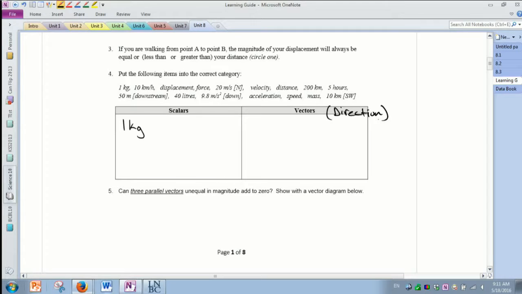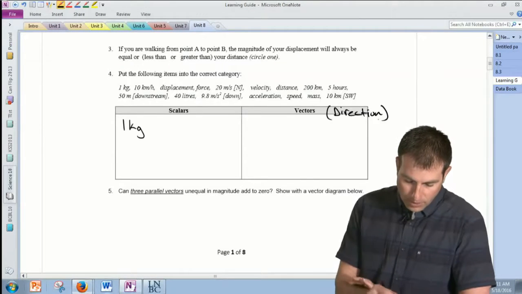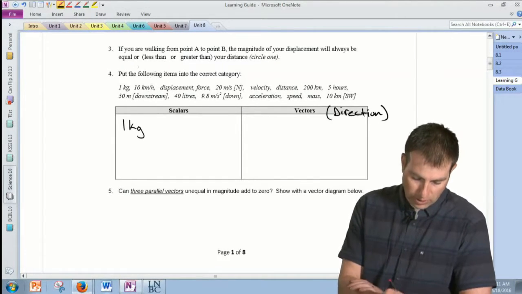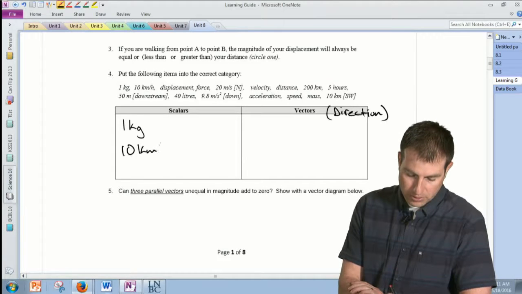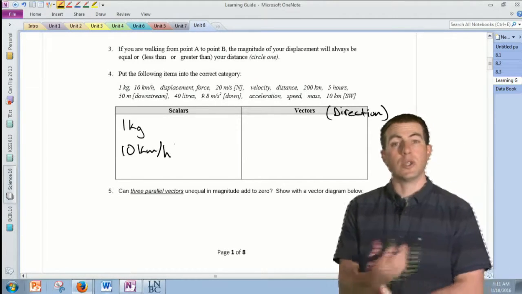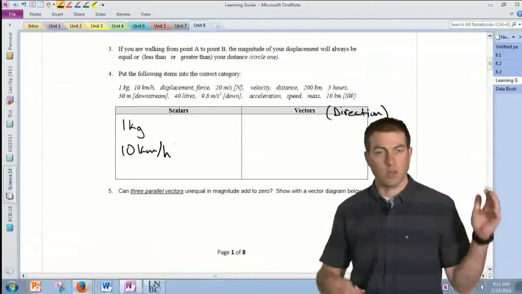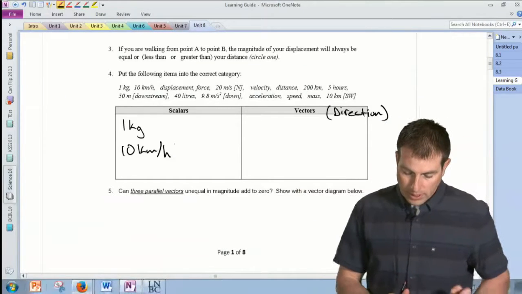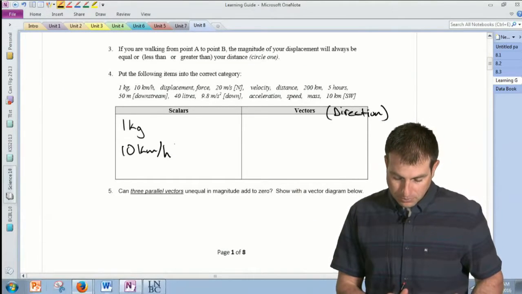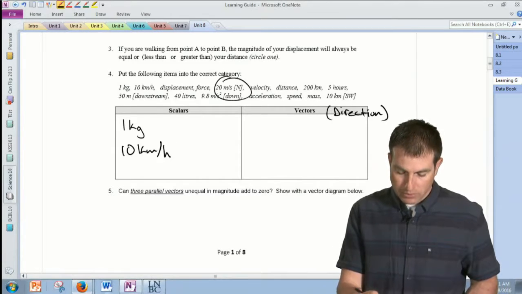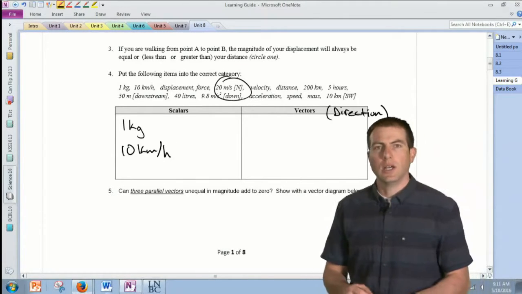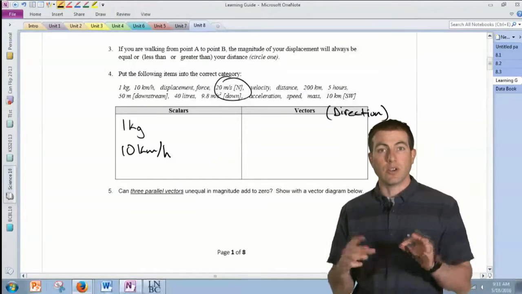So remember, vectors have a direction associated with them. 10 kilometers per hour. That doesn't have a direction associated with it. It's just 10 kilometers per hour. I don't know which direction I'm going. Am I going up, down, north, south, east, west, forward, backwards? So that's a scalar.